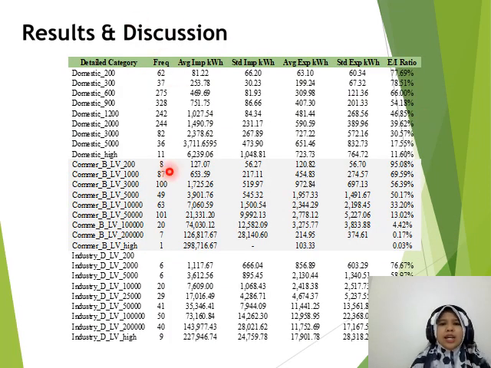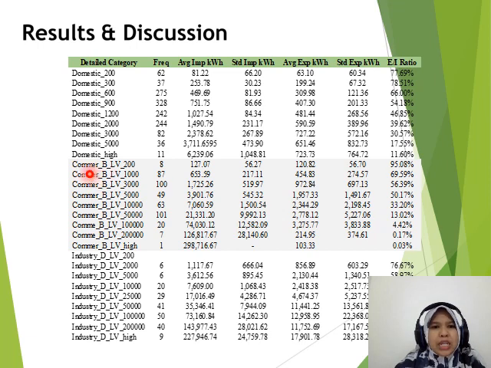Okay, this is the result and discussion for export and import ratio. When you look at this one detail category, this is what we call a band. The domestic 200, domestic 300, and so on. So we have domestic customer, commercial customer, but for the B level.